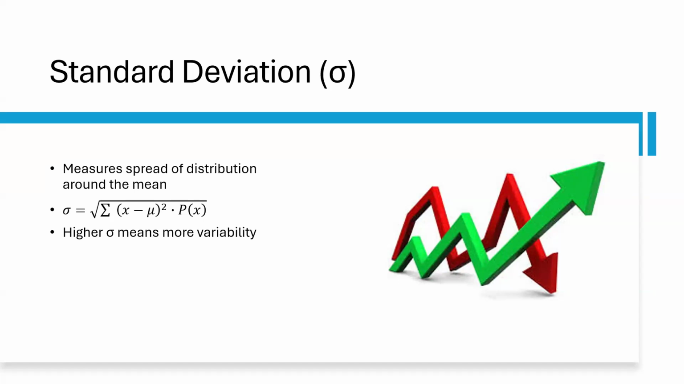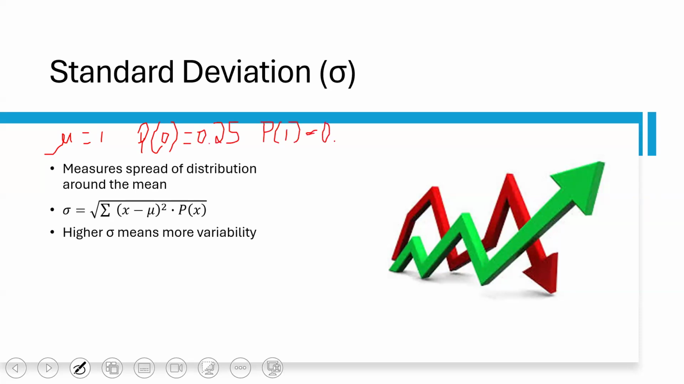Now, on the last slide, we calculated the mean or expected value and found, for that example, mu was equal to 1. That was for the number of heads in 2 coin flips. Now, we also had the probability distribution, right? We found that the probability of 0 heads was equal to 0.25. The probability of 1 head was equal to 0.5. And the probability of 2 heads was equal to 0.25.